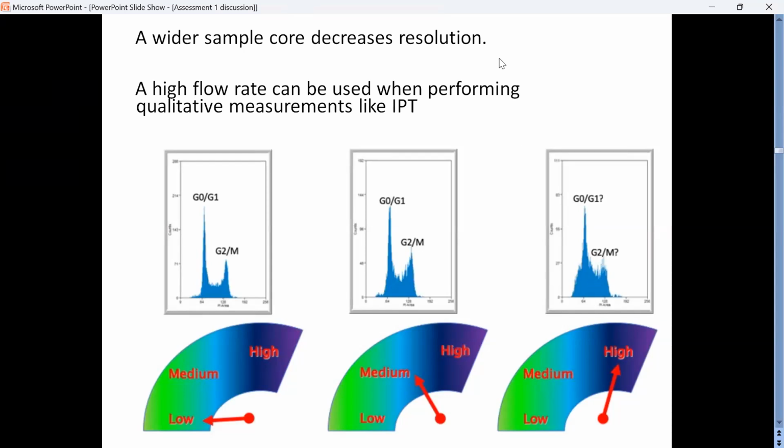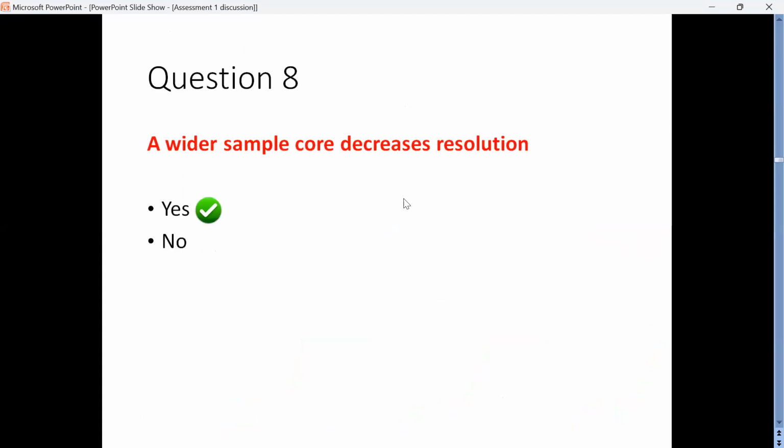Clear? Is that clear, Dr. Pallavi? Okay. Yes, sir. Thank you. Fine. Perfect. So this one we answered. Let's go for the next question.